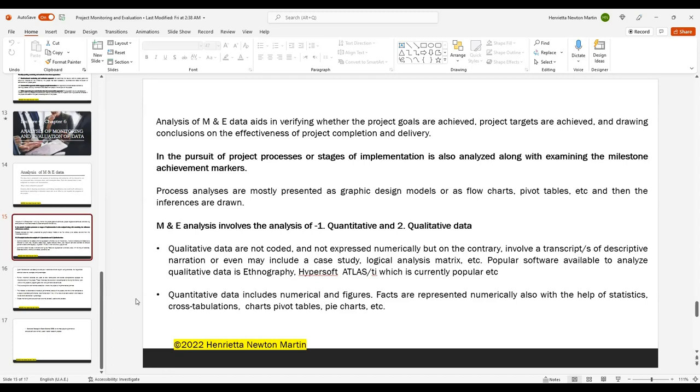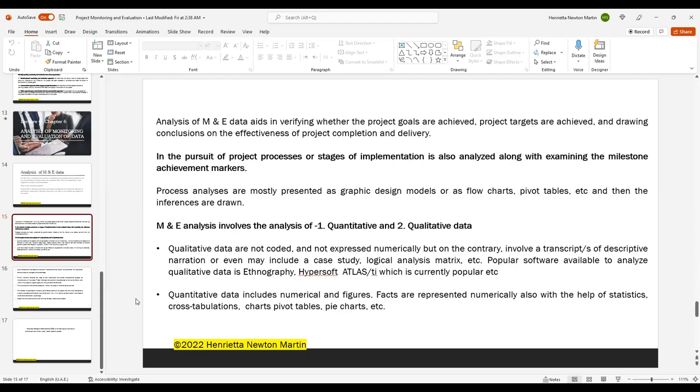Process and analysis are mostly presented as graphic design models or as flow charts, pivot tables, and then the inference is drawn. So how is it actually represented? Normally they use graphic design models, flow charts, pivot tables, pie charts, and so on. And based on that, again, inferences or conclusions are drawn.